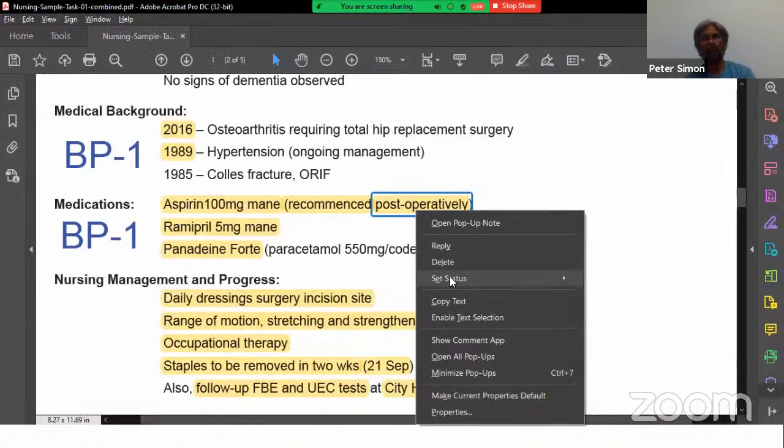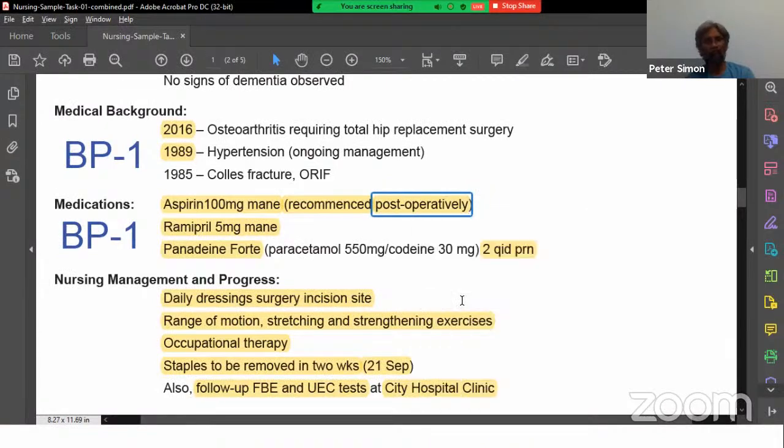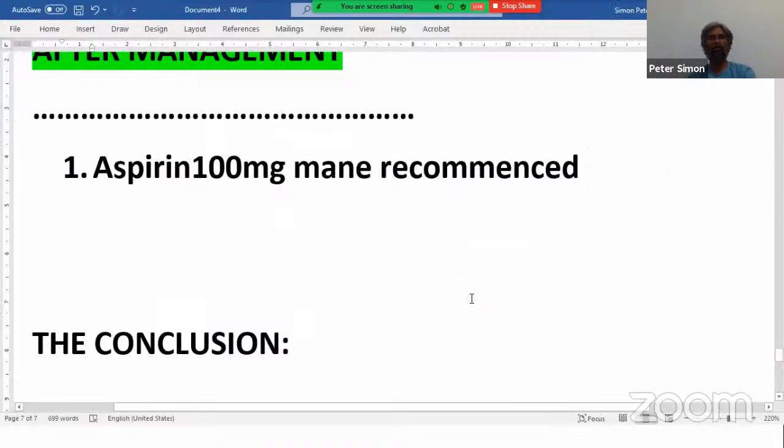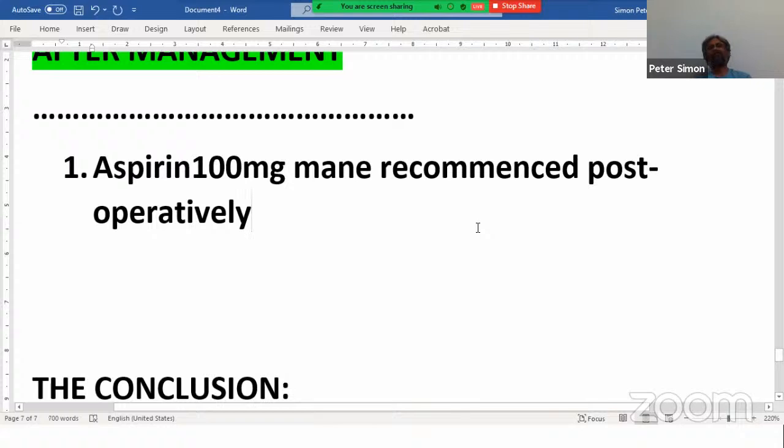Post-operative. So here the doctor recommenced aspirin 100 mg. Main.